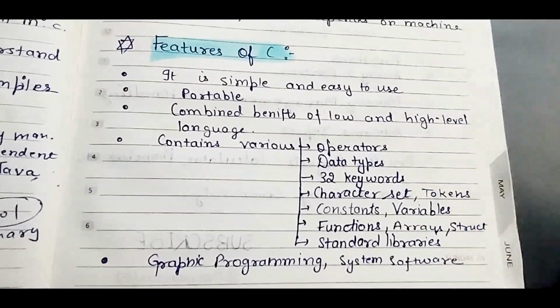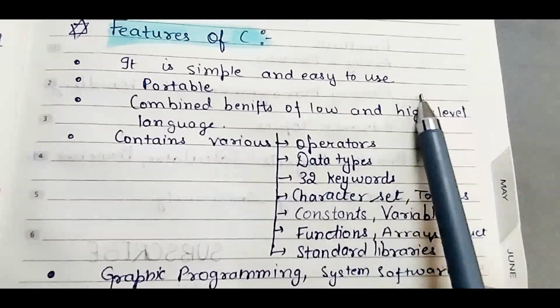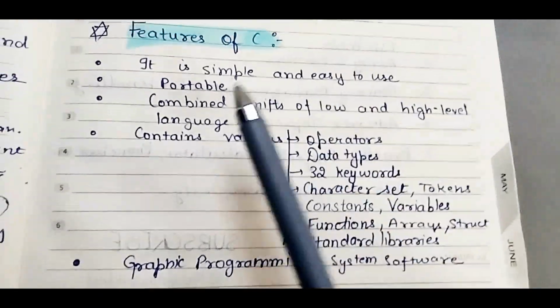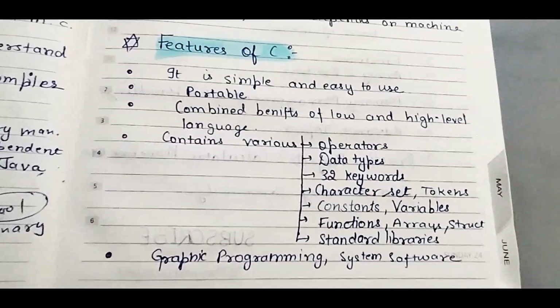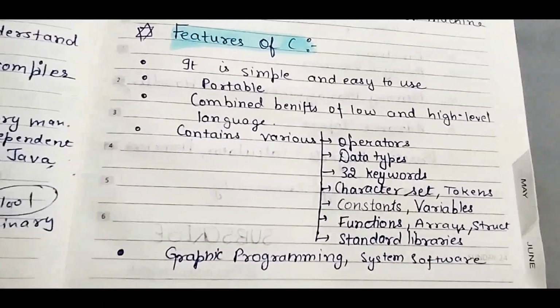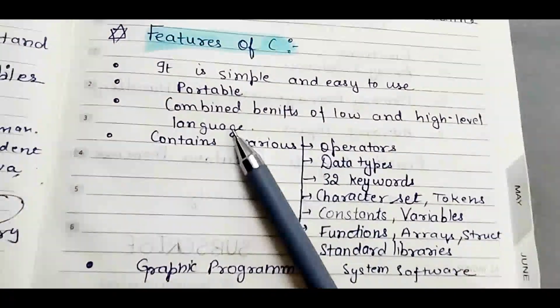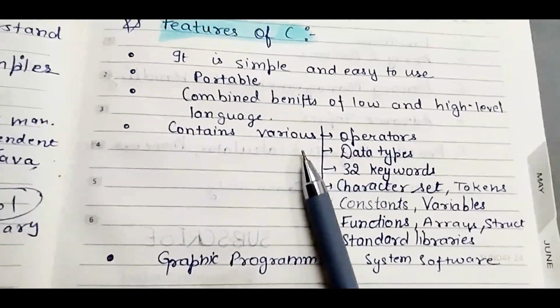Coming to the features of C. So by now we have understood that C is a very simple and easy to use language for beginners. It is portable, as it can be ported from one machine to another without doing much variations. It has the combined benefits of low and high level languages, as we discussed.